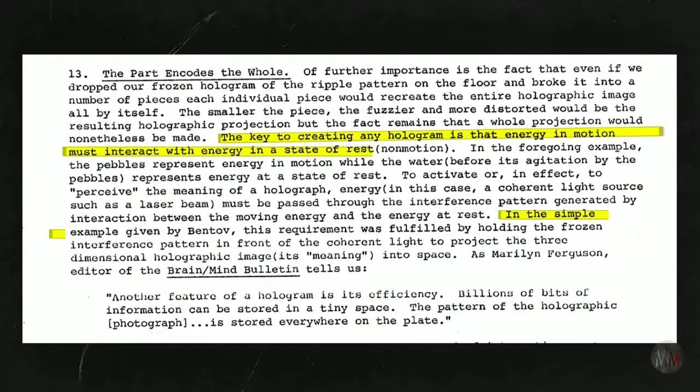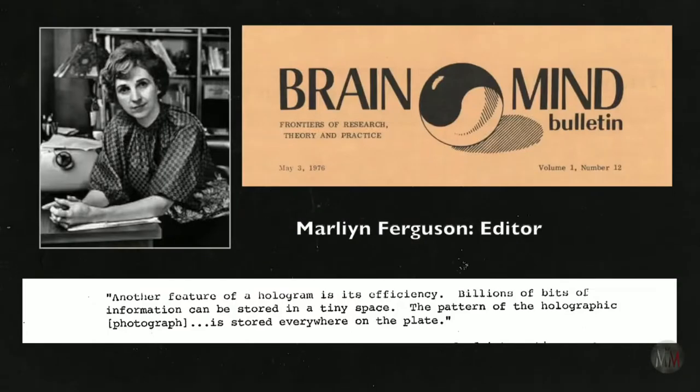In the simple example given by Bentov, this requirement was fulfilled by holding the frozen interference pattern in front of the coherent light to project the three-dimensional holographic image into space. As Marilyn Ferguson, editor of the Brain Mind Bulletin, tells us, another feature of a hologram is its efficiency. Billions of bits of information can be stored in a tiny space. The pattern of the holographic photograph is stored everywhere on the plate.